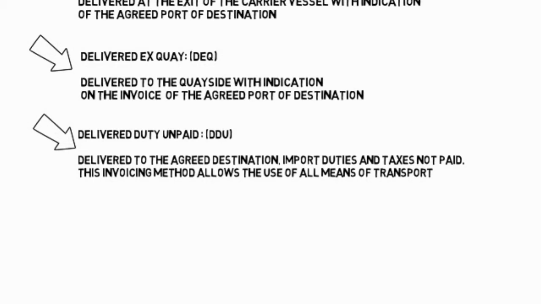Delivered Duty Unpaid, DDU. The seller is responsible for delivering the goods to the named place of receipt. However, the seller is not required to pay duties, taxes or any other official charges payable upon importation. Those costs are for the buyer.